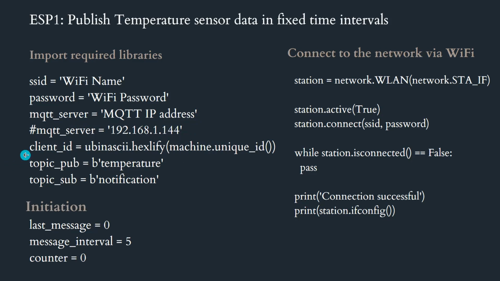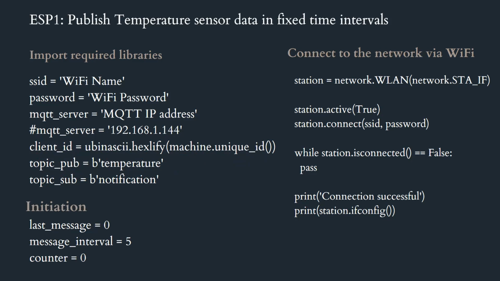And then we have to define the client ID, which is the unique ID that we define for each device that we are considering, each ESP device. For the ESP device, we can define a unique client ID by using this function. The machine.unique_id will give a unique ID for that ESP32 device, and that will be taken as the client ID. And then we have the topic to which we are publishing, which should be temperature.